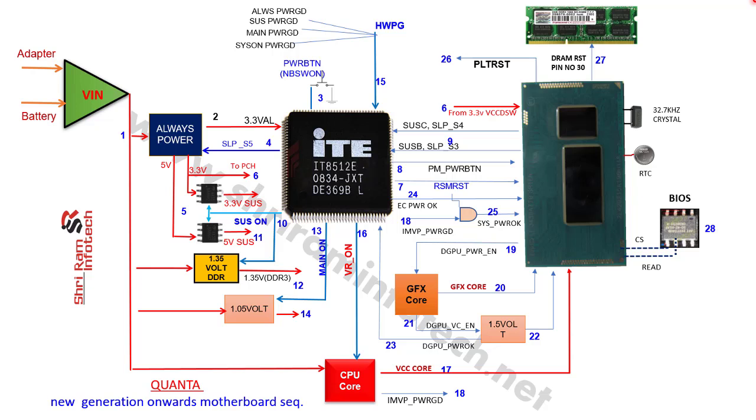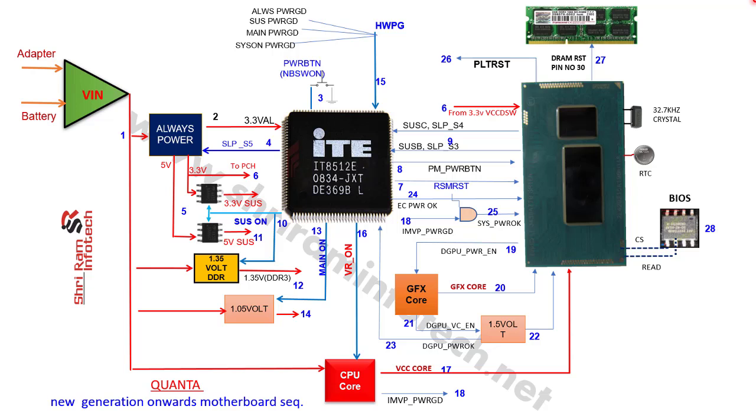Every company, whether it is Compal, Quanta, Wistron, Inventec or Asus, works according to the Intel power structure, called the ACPI power states: the S5 state, then S4, then S3, and S0. They have to design their motherboards according to the ACPI power states only. But sometimes their signals differ here and there.